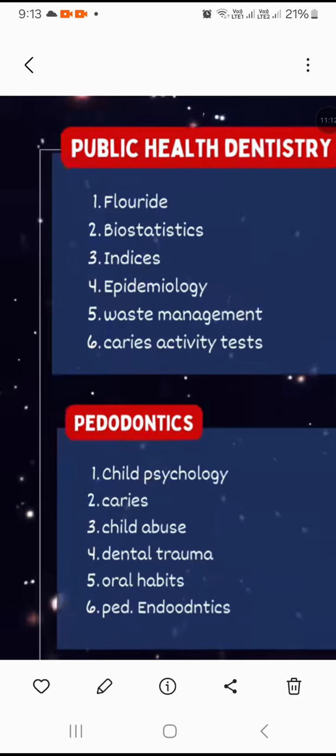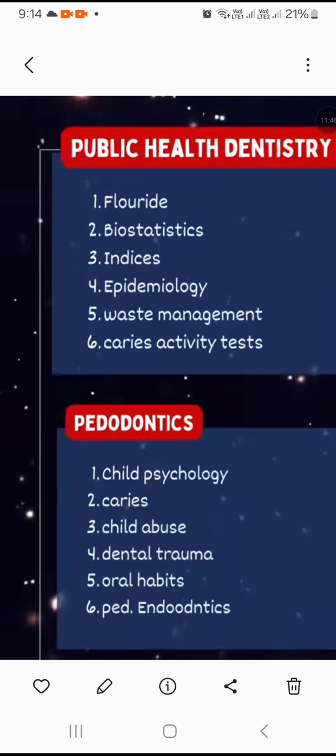Public health: stress upon fluoride, biostatistics, indices, epidemiology, waste management and caries activity test, which are very important. In caries activity test, how many minutes are taken and what is the color change is also important. Now coming to pedo, go through child psychology, the names of all the theories, who has given which theory. That is very important, so you have to be thorough with it.